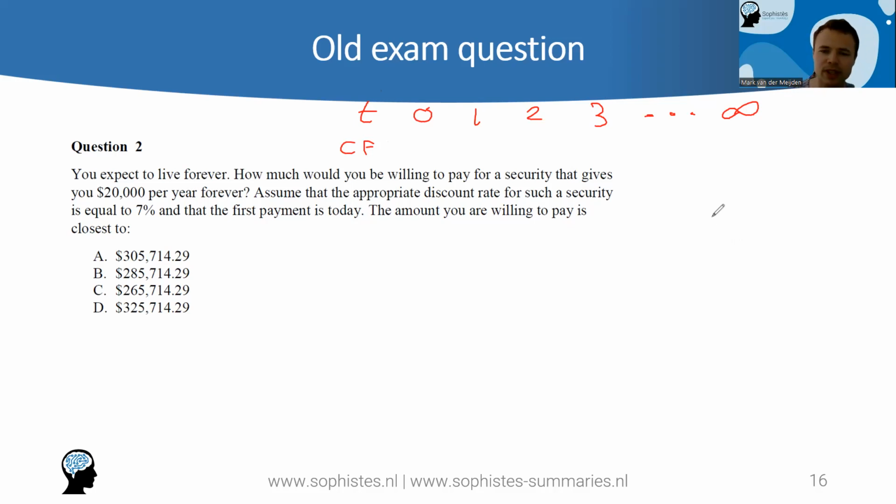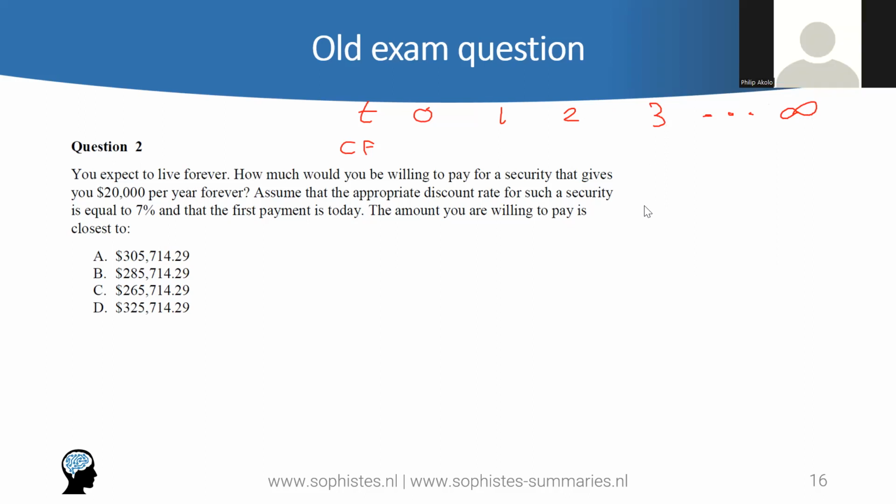When will you get the first 20,000? At moment 0 or at moment 1? When do you get your first 20,000? At moment 0 or moment 1? Moment 1. Normally, right? With the formula, you normally get it at moment 1. But is it also the case if you read the question?